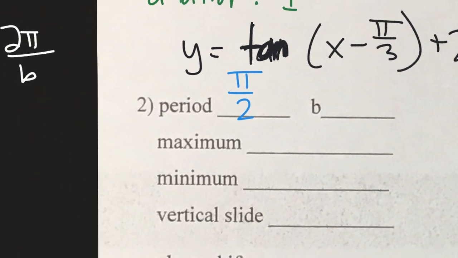Okay, now if your period is equal to pi over b, and we have pi over 2 as your period, then what is your b value? Your b value is going to be 2. So when we write our equation, we're going to have a 2 as the number in front of x. Okay? Pi over b, that's how we find the period. So if 2 is your denominator, then 2 is your b value.